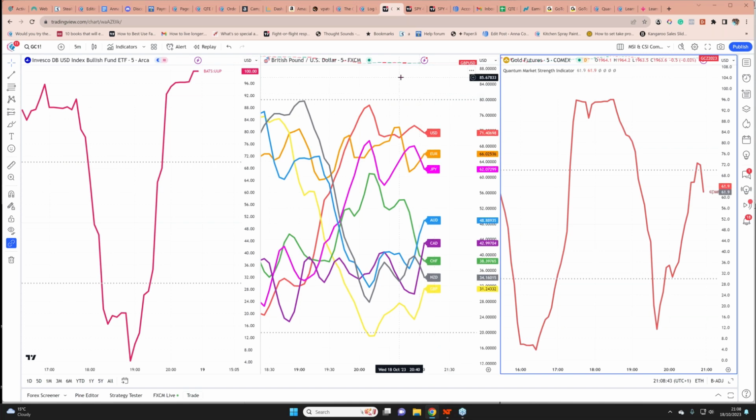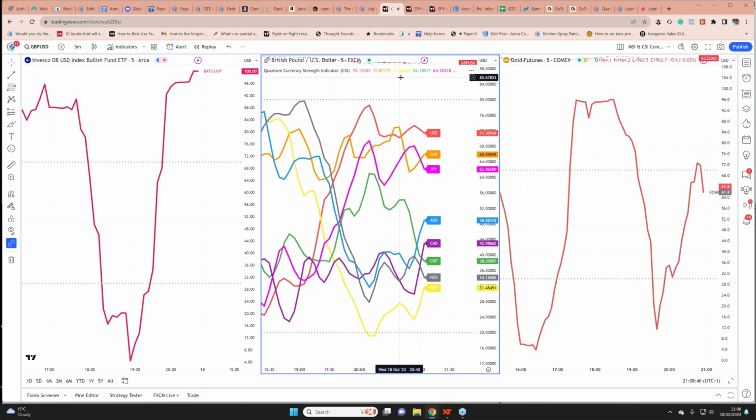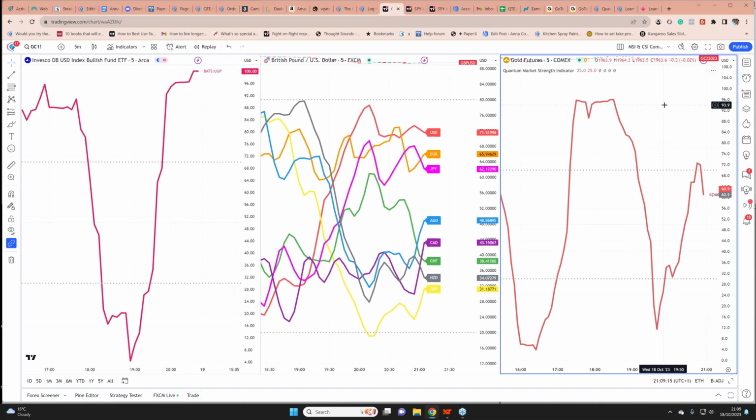In the center here, we've got the CSI, which I'm sure you're familiar with, the currency strength indicator. The dollar here is shown in red, 5-minute time frame, all the other currencies down here, lots of opportunities there. On the left-hand side, really to reinforce the fact that you don't necessarily need a currency strength indicator, because you can do it with, this is an ETF, this is the dollar index bullish fund ETF. It's pretty much reflecting what is going on here, as you would expect. And over on the right-hand side here, I've got gold.